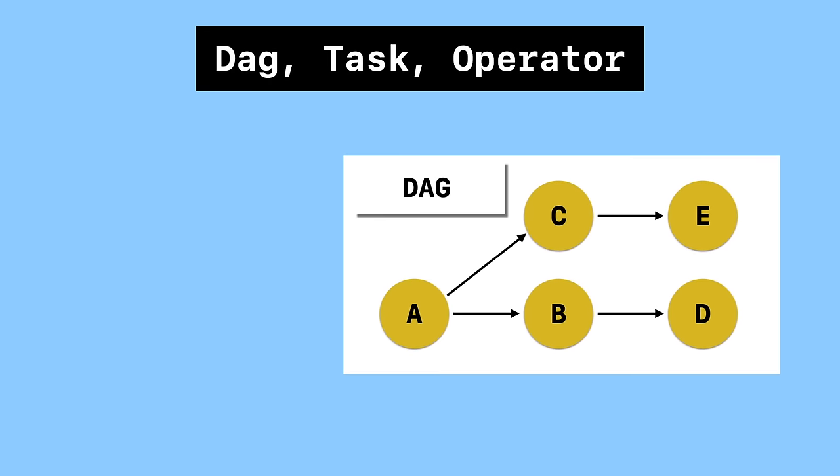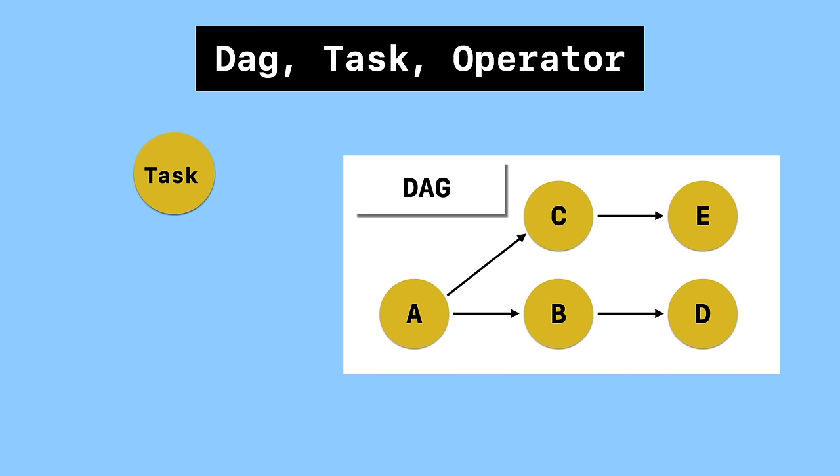A task is defined as a unit of work within a DAG, as shown in an example DAG. It is represented as a node in the DAG graph, and it is written in Python. And there's a dependency between tasks. For example, Task C is the downstream of Task A. Task C is also the upstream of Task E.